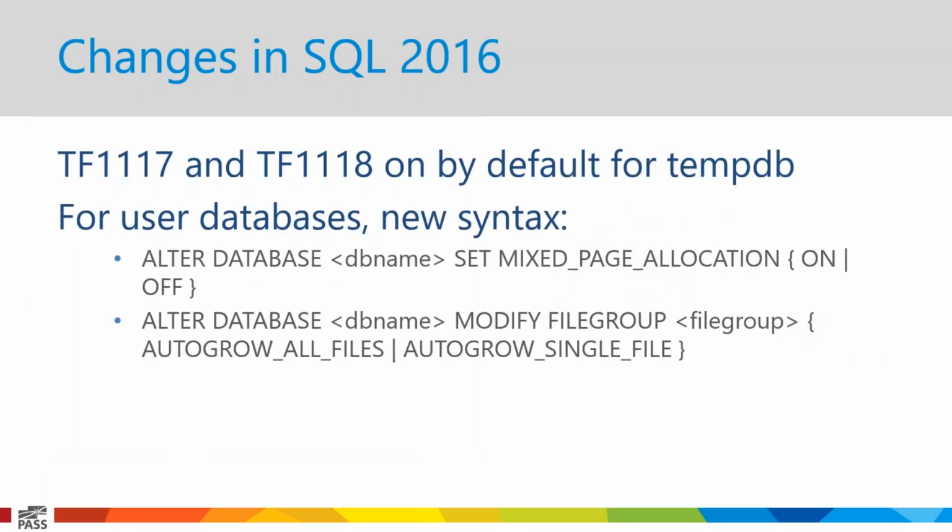The other thing that's new in 2016 is that trace flags 1117 and 1118 are on by default for Tempdb. And for user databases, you can turn this on and off now without using trace flags. It's actually a fully fledged alter database. So you can say alter database set mixed page allocation or alter database modify file group to set autogrow for all files or autogrow on single files. So we're not having to work with kind of the mystery of trace flags and whether or not they're set. You can go for a database by database setting and set this to work the way you want it to.